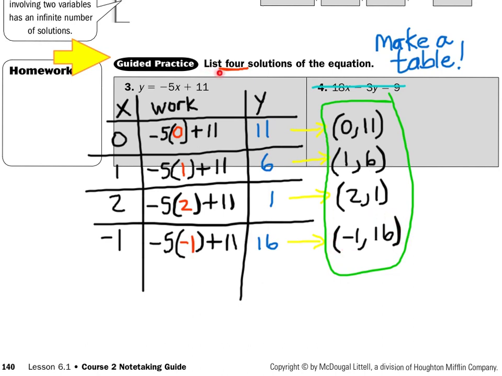So now you have listed 4 solutions. So our answer is these 4 points that we made.